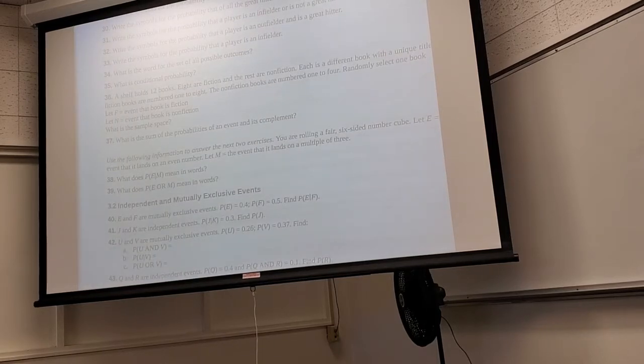Sample space is just the collection of everything that could happen. So if I said create the sample space for picking one card, you would actually have to write ace of hearts, two of hearts, three of hearts, and so on, ace of diamonds, two of diamonds, three of diamonds, and so on. It's the collection of everything that could happen.